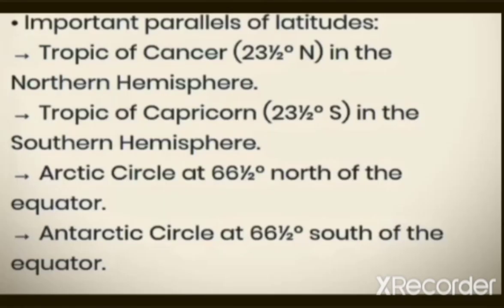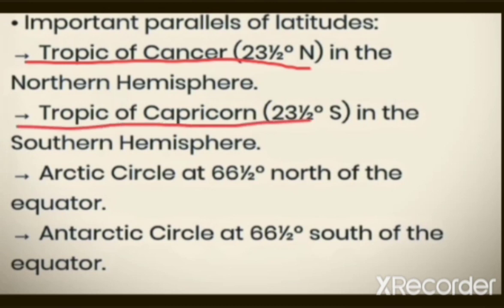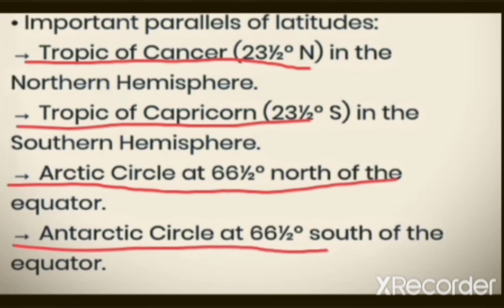There are some important parallels of latitude. For example, Tropic of Cancer, which is 23.5 degree north in the northern hemisphere. Second is Tropic of Capricorn, which is 23.5 degree in the southern direction. Arctic Circle, which is 66.5 degree north of the equator, and Antarctic Circle, which is 66.5 degree south of the equator.